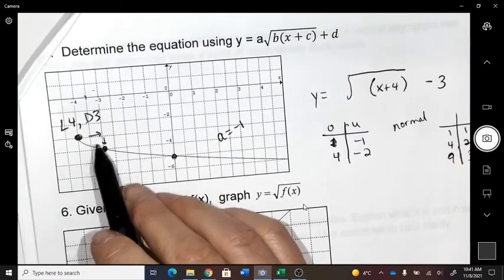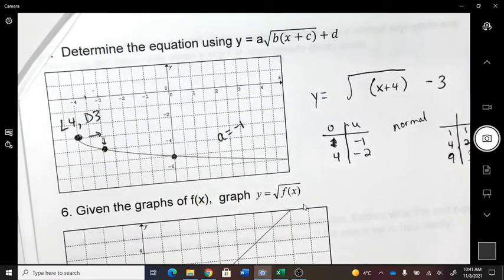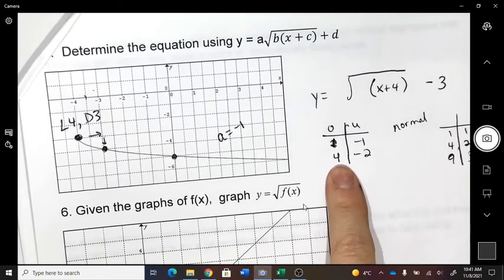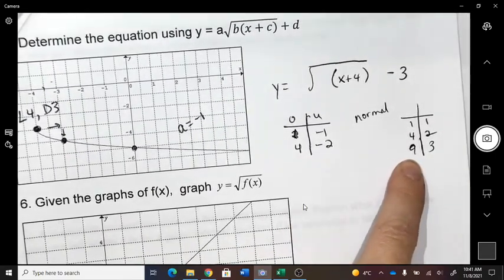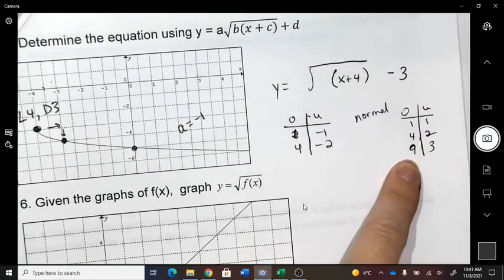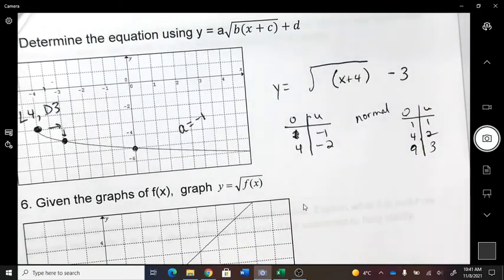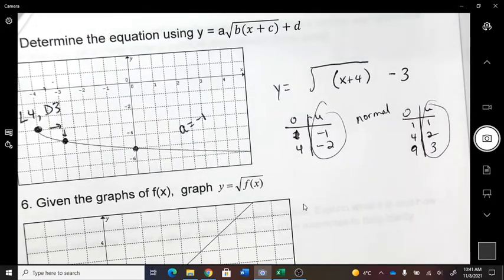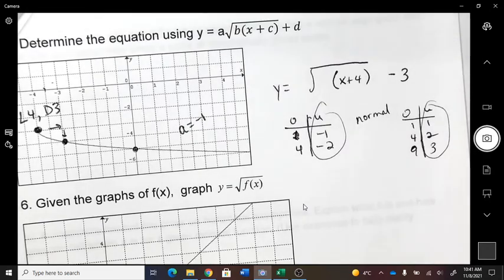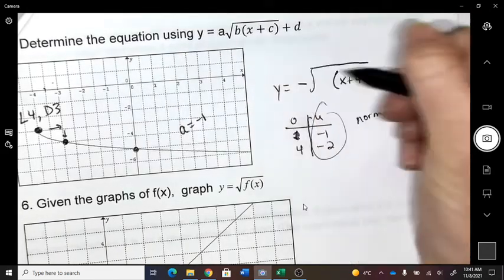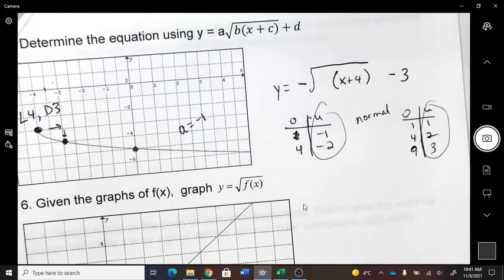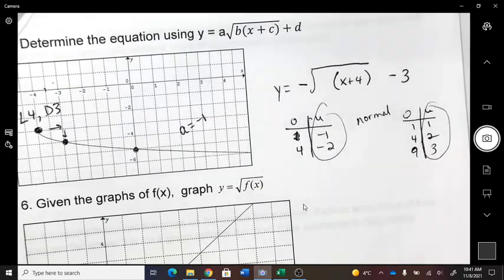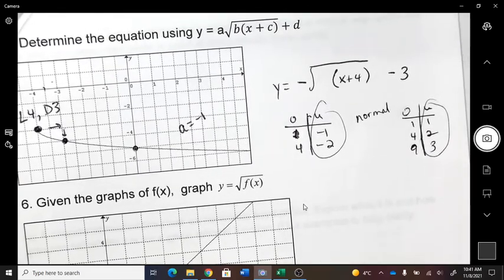So from negative 4 to negative 3 was only over 1. Okay, this is what we did. This is normal. So what's the only thing that we would have to change? That's it. That's the only thing that changed in that pattern. Okay? So then I need a negative on that. I didn't do any stretching. I didn't do any compressing.